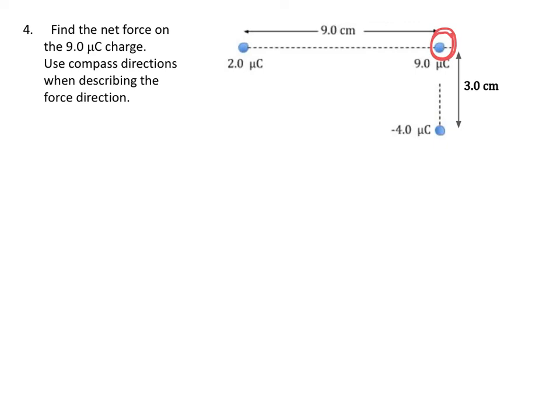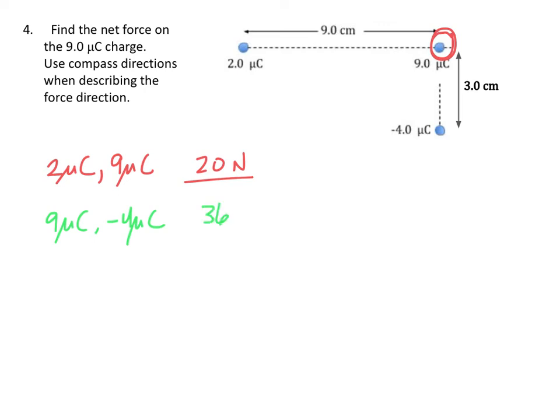And so we're still going to be using the same type of forces. In fact, I'm not going to bother to recalculate that. We're just going to use them. So recall that the 2 microcoulomb and the 9 microcoulomb, they gave us a force of 20 newtons. And then we had the 9 microcoulomb and the -4, and that was that large force, 360 newtons. Okay, so we have the same forces that we had before, but the directions are going to be different.